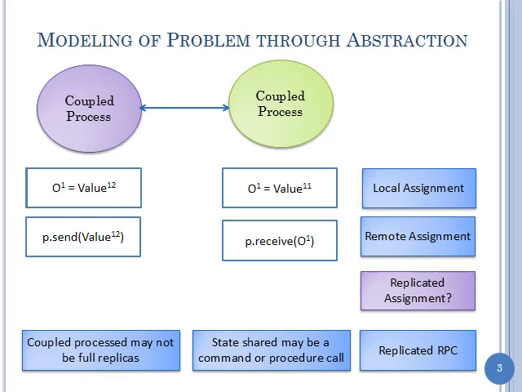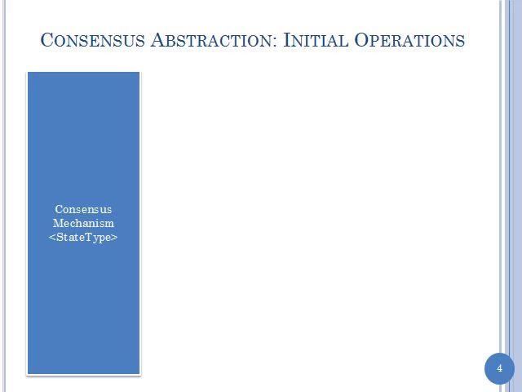So this is replicated RPC. We don't really have an abstraction in the classical programming languages we use for replicated assignment. There are some languages that have replicated assignment, but they don't have a way to play around with the consensus algorithms there, or even have consensus algorithms behind. So we are going to build an abstraction that has got a consensus algorithm behind it.